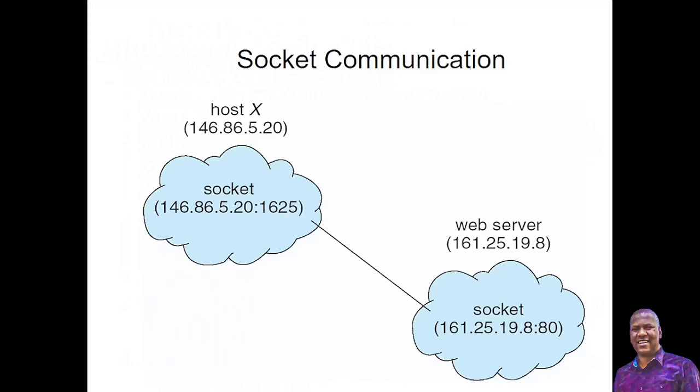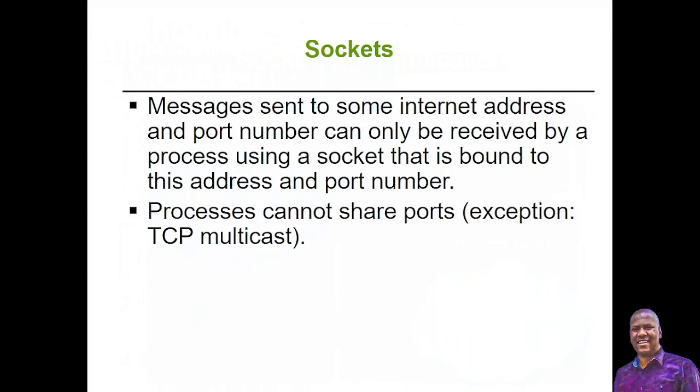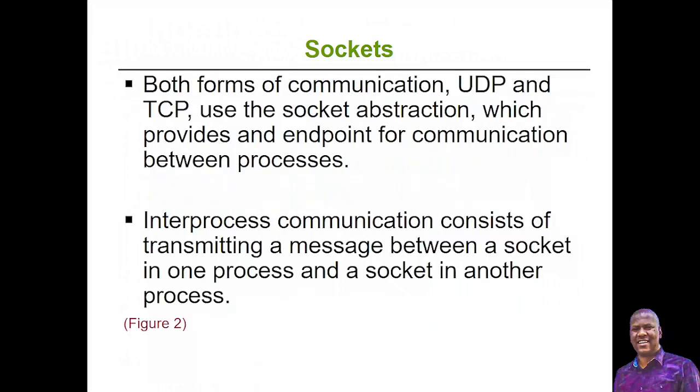The diagram here shows how a client establishes communication with a server using different sockets. Take note of the IP address that is concatenated with the port number. You can see the web server has its own port number, 80. So ports are very important when we are communicating using sockets. Messages sent to internet addresses and port numbers can only be received by a process using a socket that is bound to this address and port number. That is very important for us to understand.